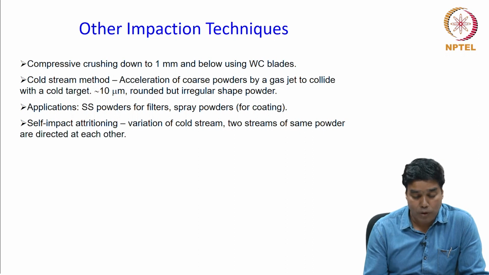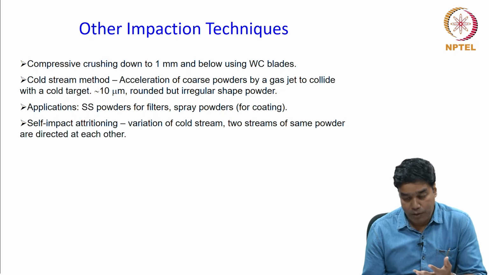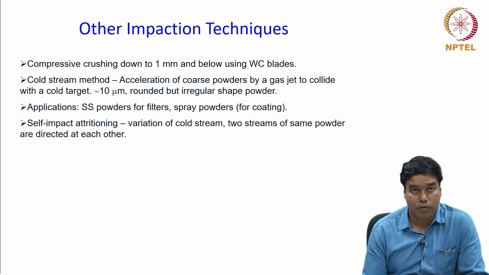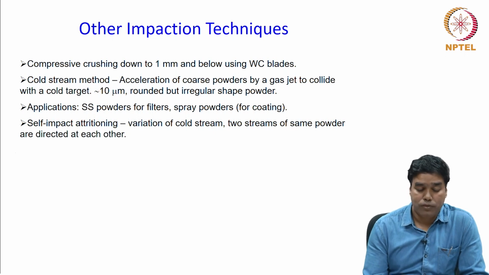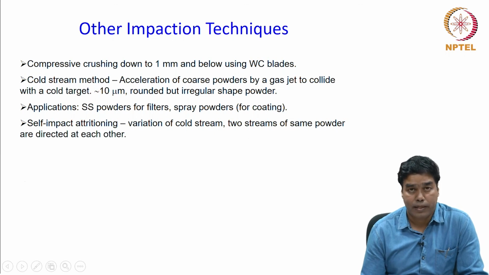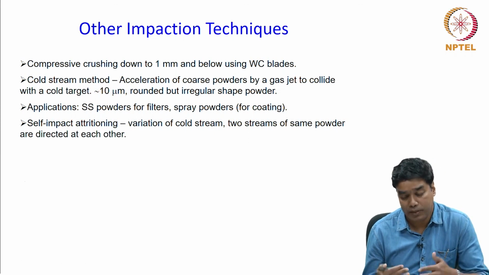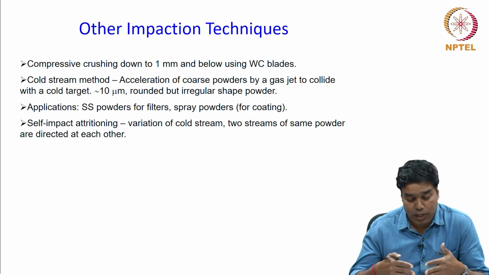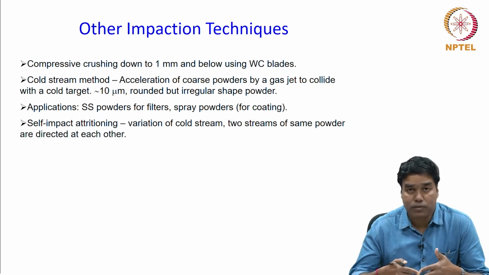And there is a variation of this cold stream method known as self impact attritioning. In cold streaming, the powders are made to collide against a cold target, but they can also be made to collide against each other. In that case it is known as self impact attritioning, where two streams of the same powder are directed at each other with a high velocity, and when they collide at high forces, they fragment each other because of this collision.